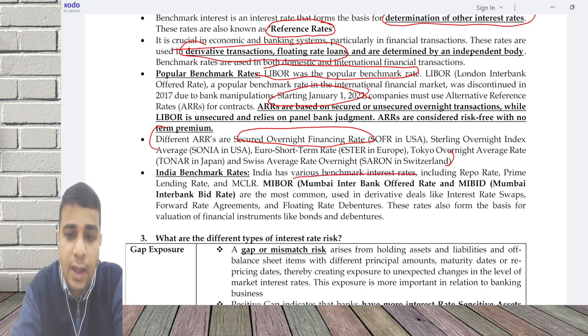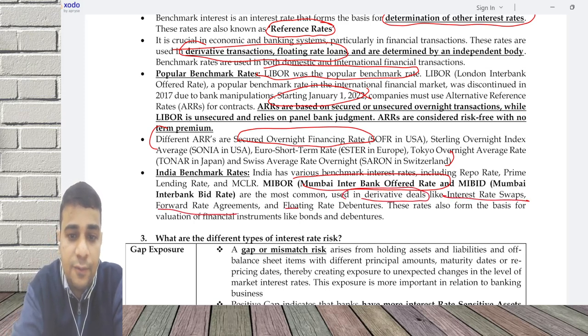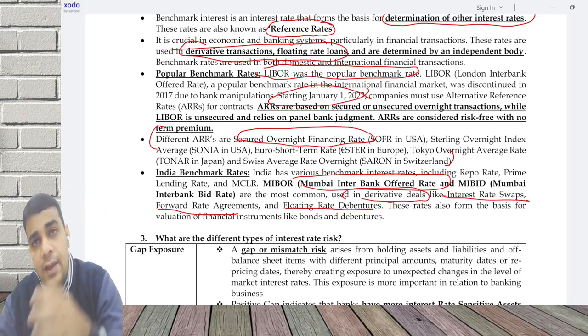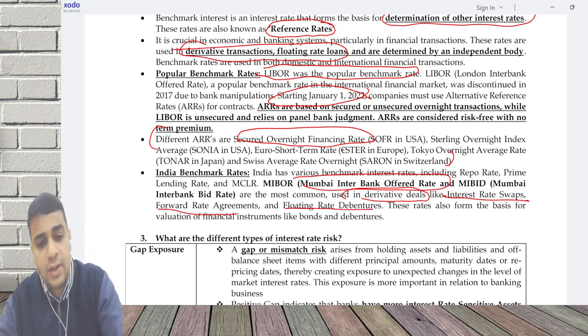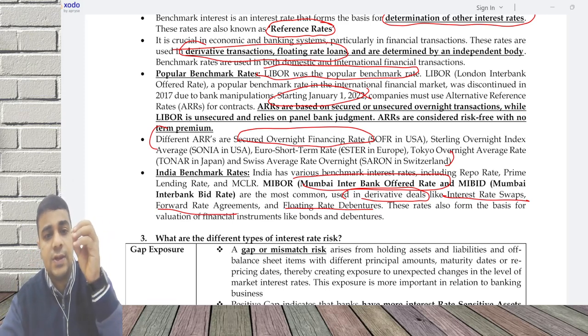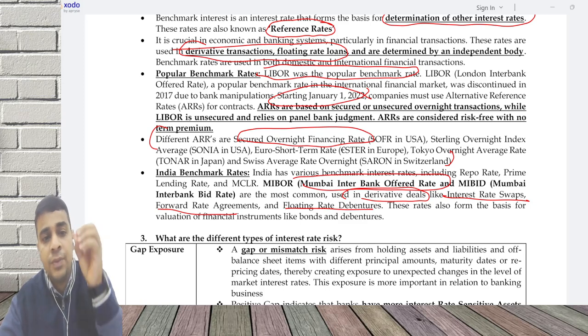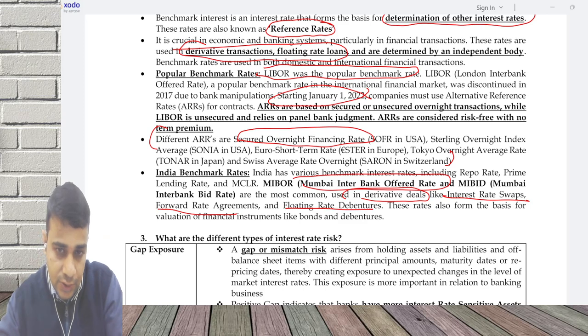So Mumbai Interbank Offered Rate and Mumbai Interbank Bid Rate are used in all kinds of derivatives, like interest rate swaps, FRA, floating rate debenture. These are very critical because without alternative reference rates or benchmark rates, it is impossible for me to do a settlement of a derivative transaction or entry into a derivative transaction.